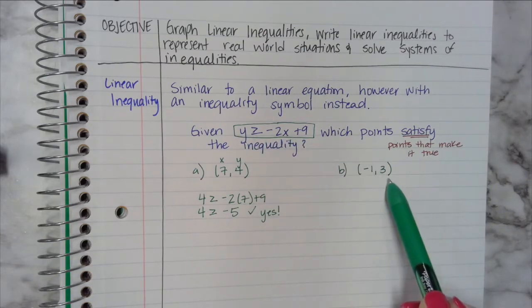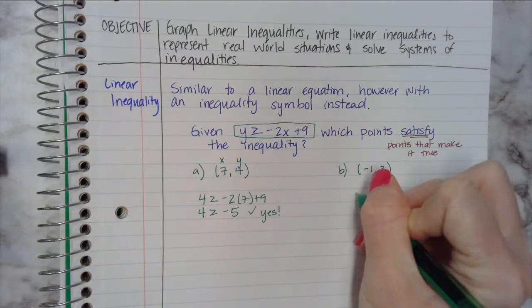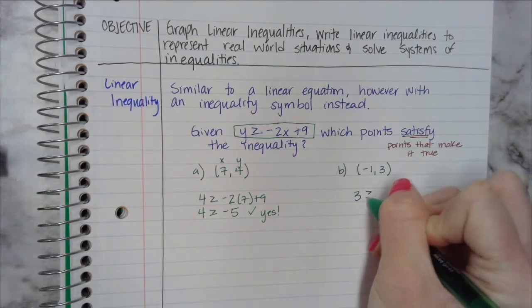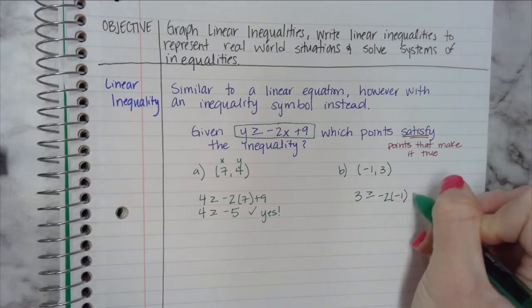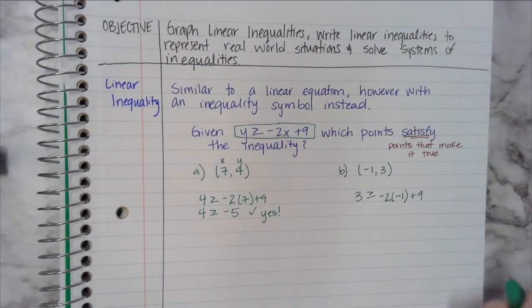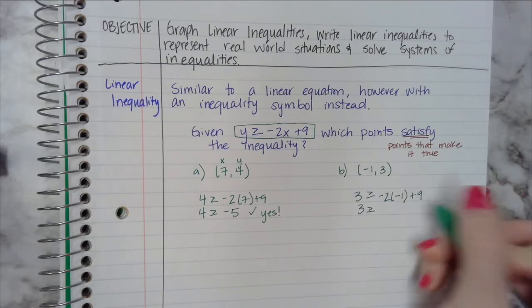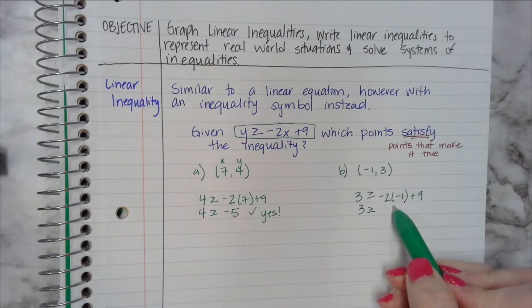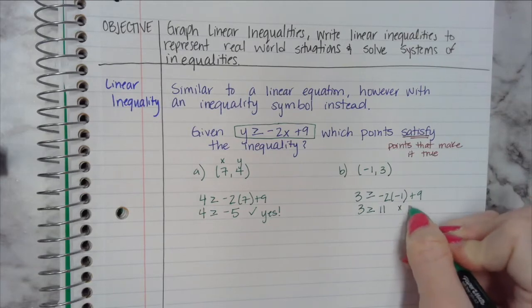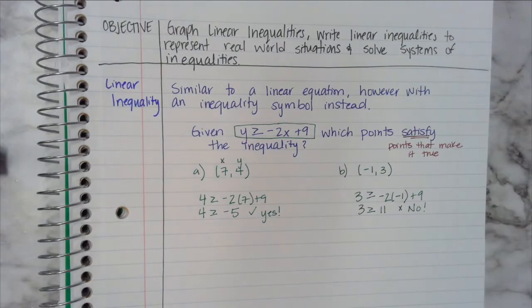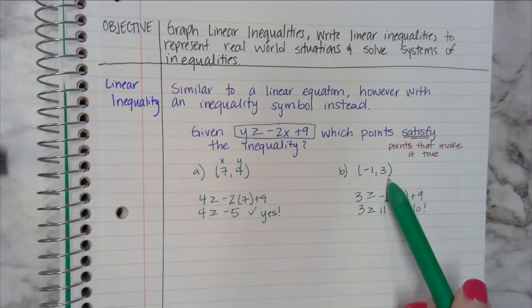I would like you to check this next one. Plug it into the inequality and then see if you get a true equation. So when I plug in these values, I get 3 is greater than or equal to negative 2 times negative 1 plus 9. And then I simplify. Negative 2 times negative 1 is positive 2, and positive 2 plus 9 is 11. 3 is not greater than or equal to 11. Therefore, this point does not satisfy our inequality.